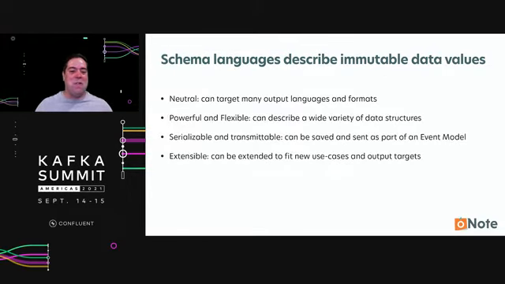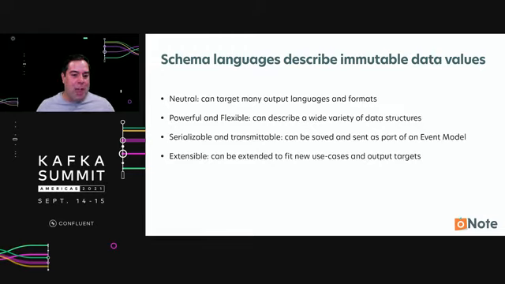We looked around at a whole bunch of different schema languages that fit our requirements, right? It has to be neutral. We have to be able to output to a bunch of different languages and formats. It can't be so programming language specific that it fails to target the broad range of output targets that we need. It's got to be powerful and flexible. We have to be able to describe a wide variety of data structures and do useful things with the schema, like generate sample data and certainly validate examples of that data coming back, right? So it needs to be powerful and flexible.